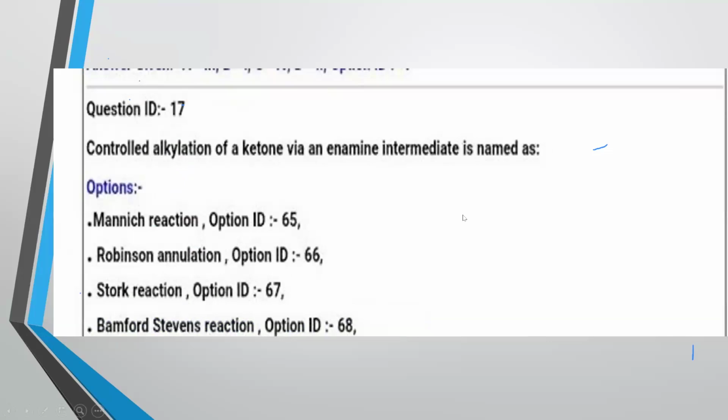This is all from the GPAT 2022. The previous question was from the GPAT 2022. Now one more question comes. Controlled alkylation of a ketone via enamine intermediate is named as Mannich reaction, Robinson annulation, Stork reaction, or Bamford-Stevens reaction.